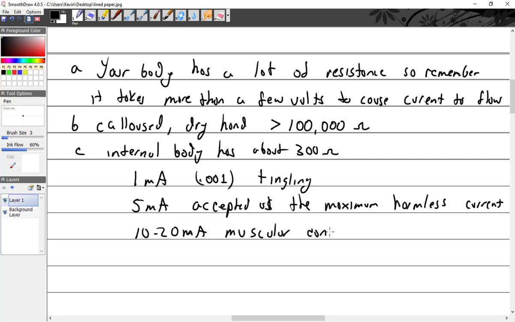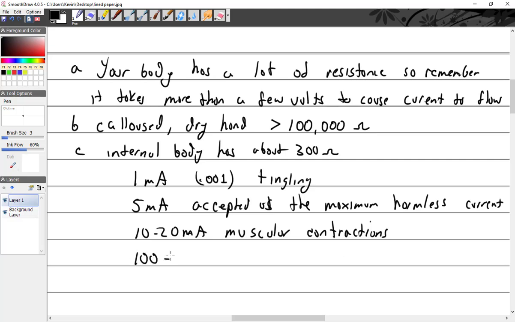Does it say accepted of? Accepted as the maximum. So I started to write something else and I made it as. Muscular contraction. You can't let go. You're hanging on. It hurts. Well, why don't you let go? I can't. All right. We're still in the milliamp range.